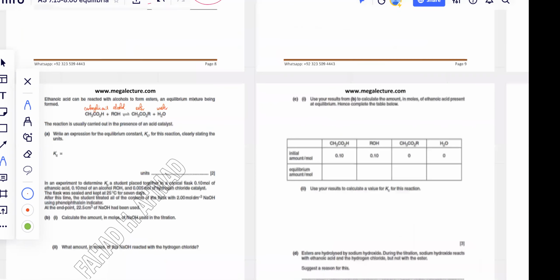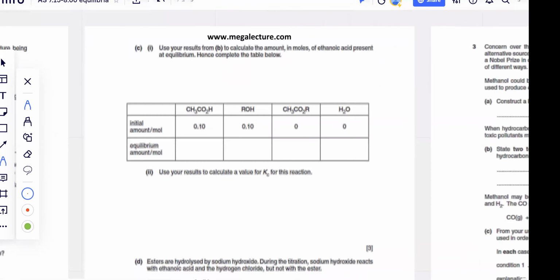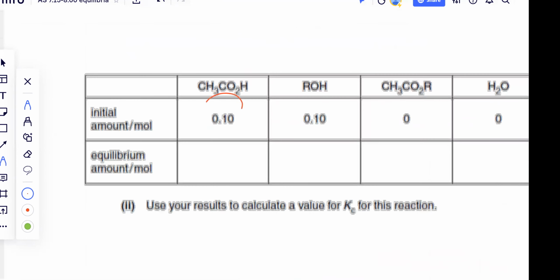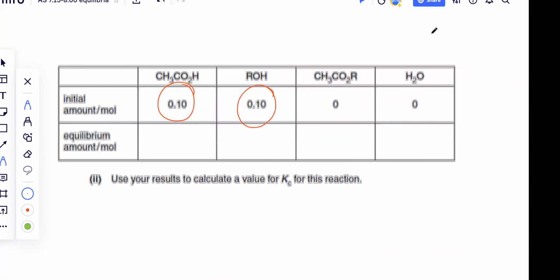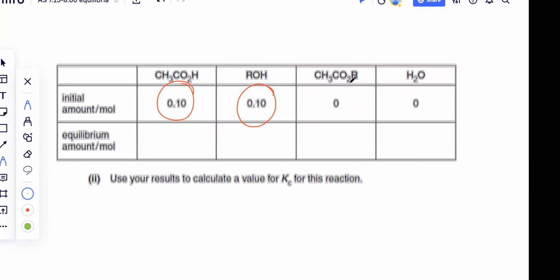So he even gave us the table. Like if you look at the table, the initial moles that are given are that there's 0.1 moles of ethanoic acid and 0.1 moles of alcohol that are added. And there is no ester initially, right? At the beginning, initial amount, there is no ester, there is no water. And obviously, there's a reversible reaction. So there would be some forward reaction. An ester would be produced, water molecule would be produced, and some of the alcohol and some of the carboxylic acid, they're going to get used up during the reaction.